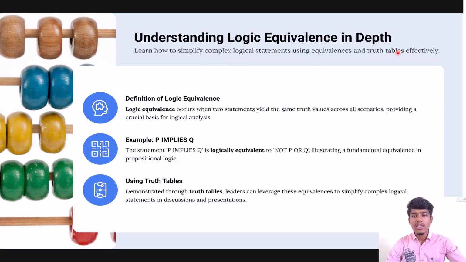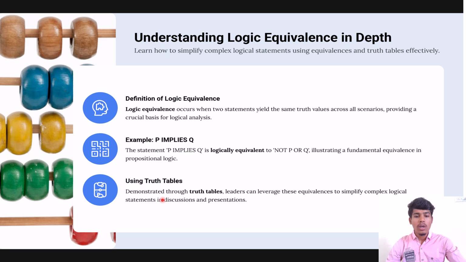Understanding logical equivalence in depth. Definition of logical equivalence: logical equivalence occurs when two statements yield the same truth values across all scenarios, providing a crucial basis for logical analysis. Example, P implies Q. How? The statement P implies Q is logically equivalent to not P or Q, illustrating a fundamental equivalence in propositional logic.